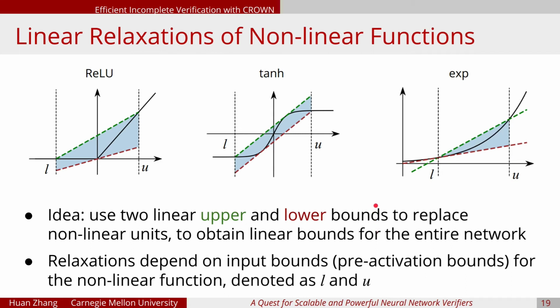The challenging part is that in a neural network you have nonlinear functions, and the idea here is to use two linear bounds, a linear lower bound and a linear upper bound, to bound the nonlinear activation functions. For example, for the ReLU function here, if we know the input of the ReLU is between L and U, which we call pre-activation bounds, we can use a linear lower bound and a linear upper bound to bound the ReLU function, so everything is still linear and we can propagate the linear bounds as I show here.